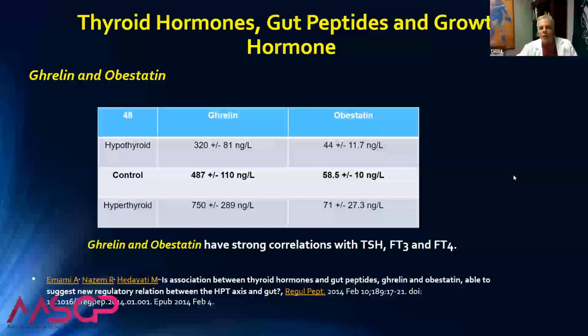Thyroid hormones and gut peptides and growth hormone are interrelated. And so ghrelin, which is in the stomach, which is one of the pathways that generates growth hormone, is low in hypothyroidism and high in hyperthyroidism. So you're going to end up with correlations between TSH, free T3, free T4, and growth hormone.